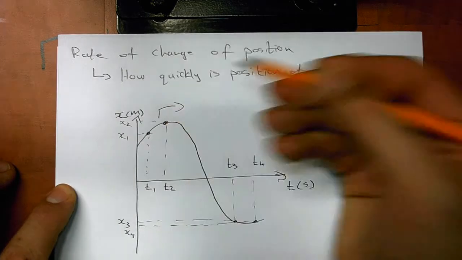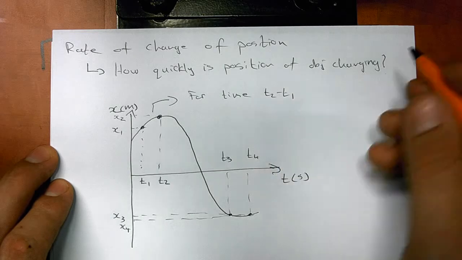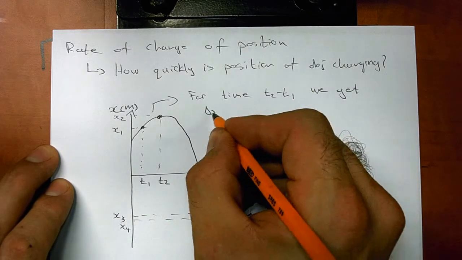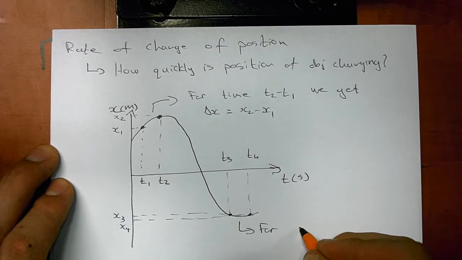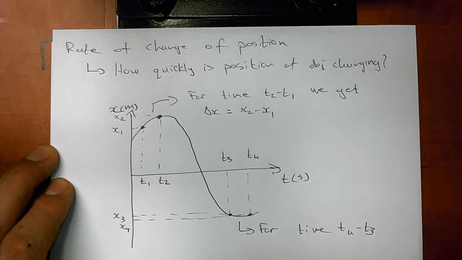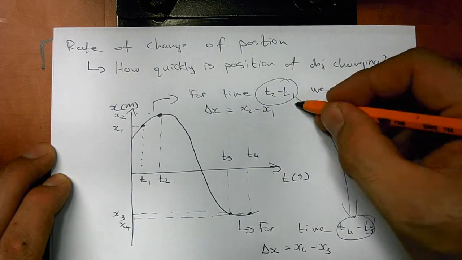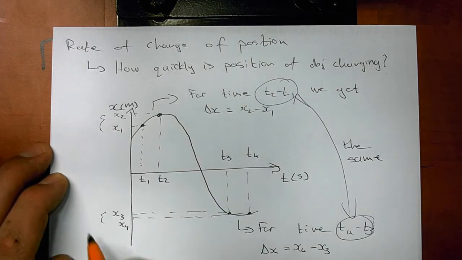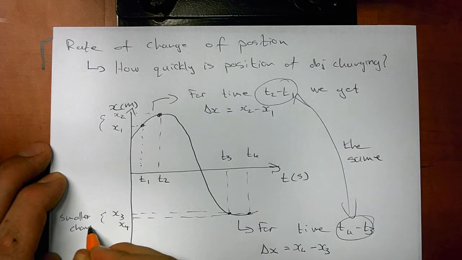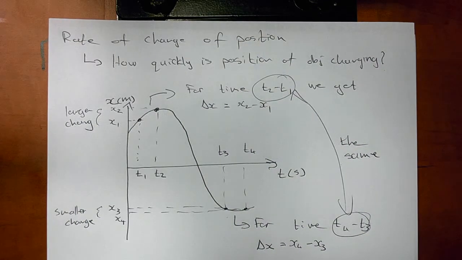So, intuitively, we can think, well, for the time that elapsed between T2 and T1, we get a change in position which is equal to x2 minus x1. Here, for the time interval T4 minus T3, we get a change in position which is equal to x4 minus x3. Now, if these two intervals are the same, we can see that this interval is clearly smaller than that interval. So we get a smaller change in position in a certain amount of time.